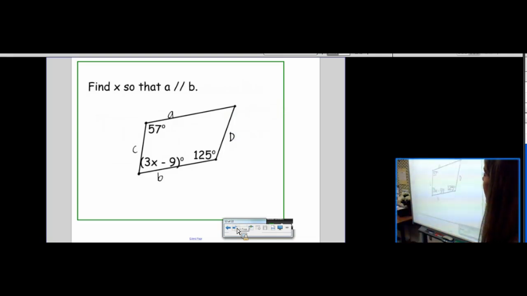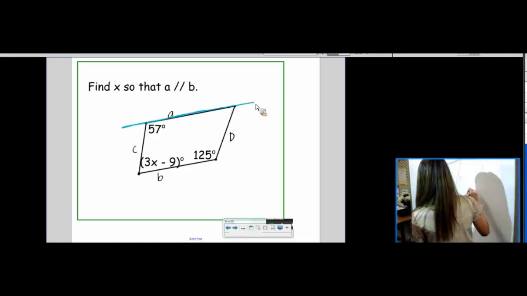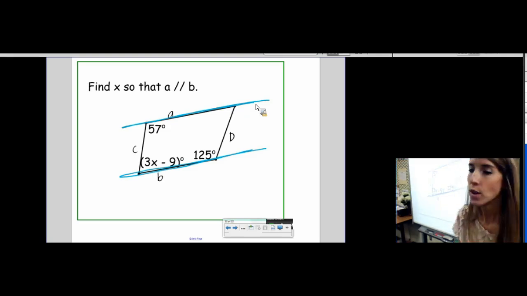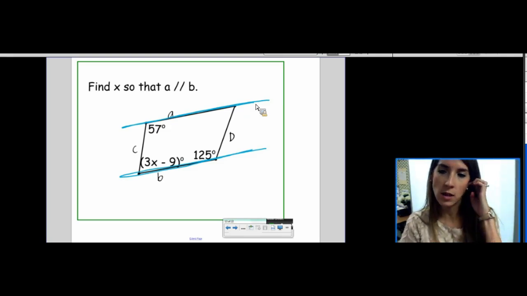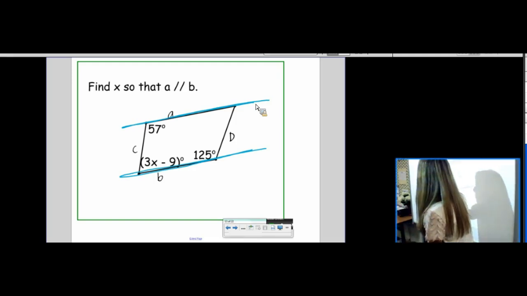Okay. How do we do the next one? Find x so that A is parallel to B. You can use a highlighter or a marker on the test. Do you see some angle relationships we could use? I see same side interior angles. Do you see them? We're going to use this transversal.